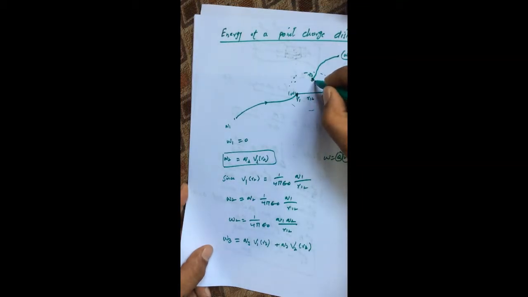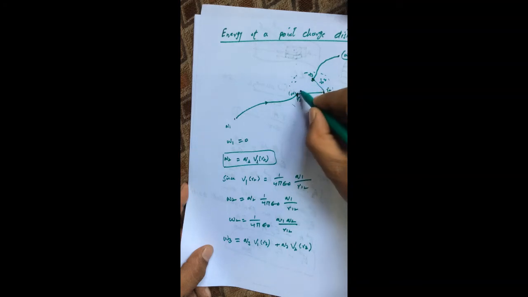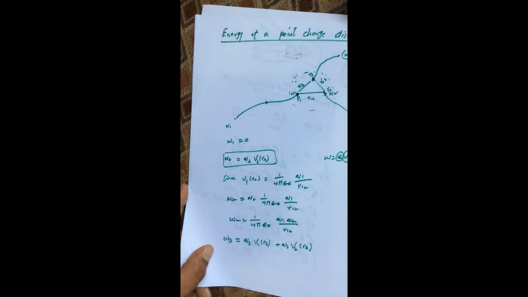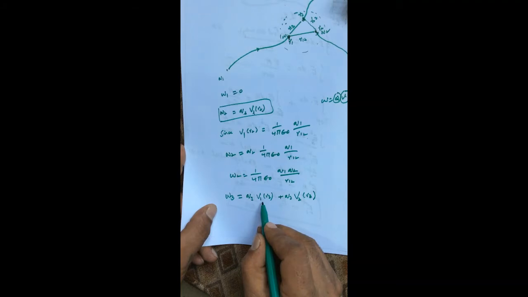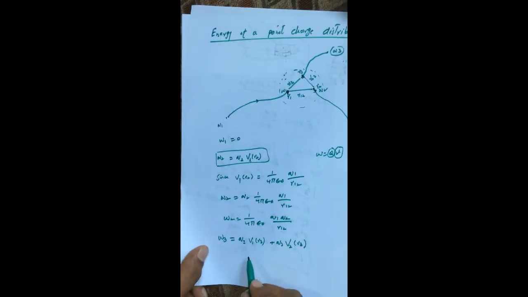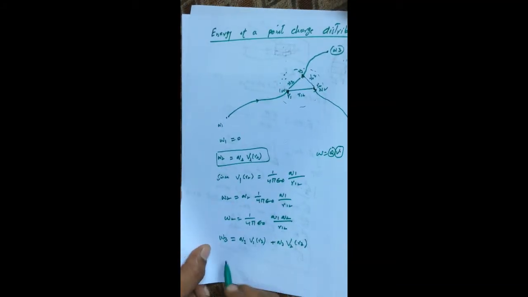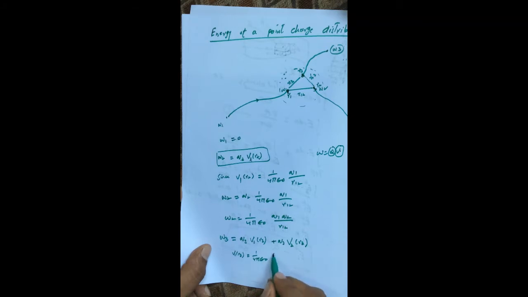Now this distance I call it R23, and this distance I call it R13. So it means that now V1, potential of charge Q1 at point R3, will be V1 at R3, which is equal to 1 over 4 pi epsilon naught Q1 over R13.